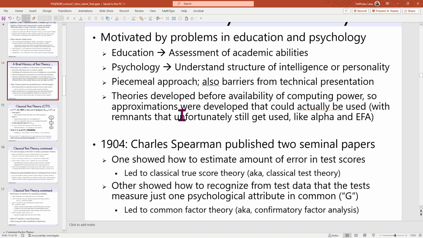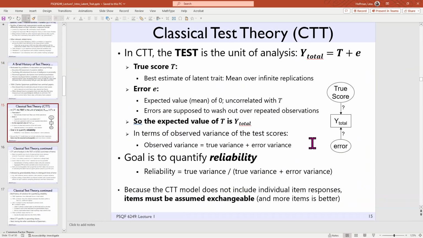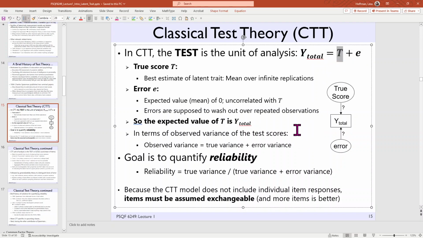All right, so we started talking about a little bit of history. This is the boring stuff. We talked about classical test theory a little bit. The thing about classical test theory is that T is an idea. All we have, though, is Y total. The idea is that your best guess as to someone's trait comes from summing the items that they answered. And the problem with this is that it doesn't give you a way to grow.